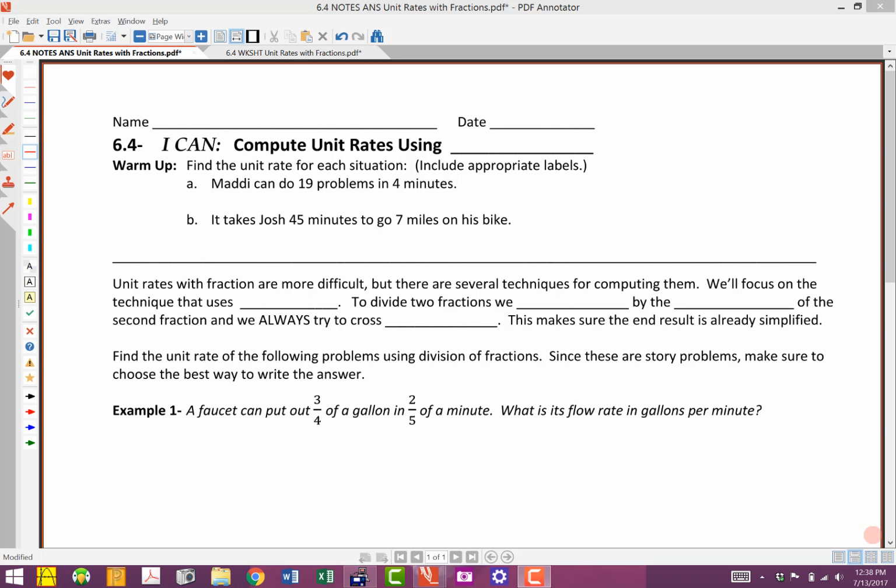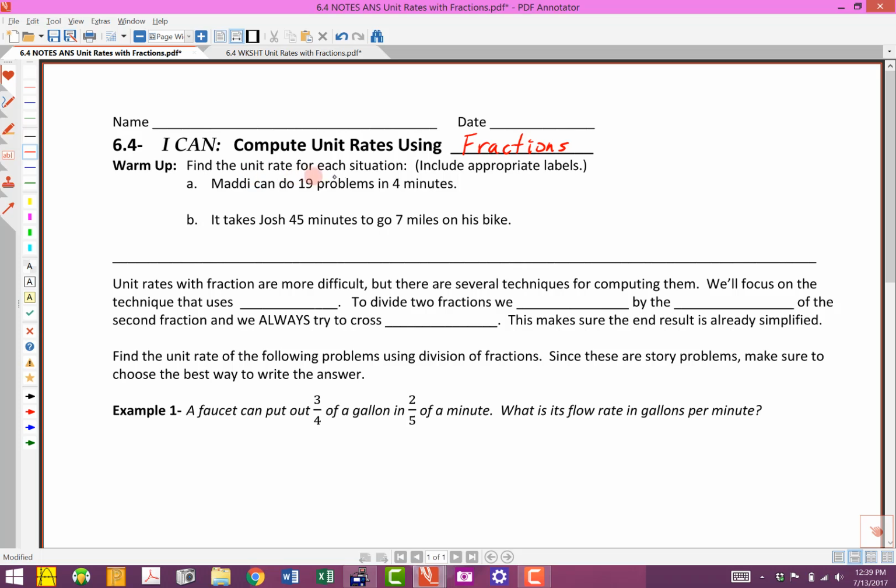We are going to build on what we already know about unit rates and how they make comparisons easy by doing the next unit. And here's the I can statement. I can compute unit rates using fractions. So we'll write the word fractions right here. And again, don't let that scare you. We're going to do a quick warm-up here.